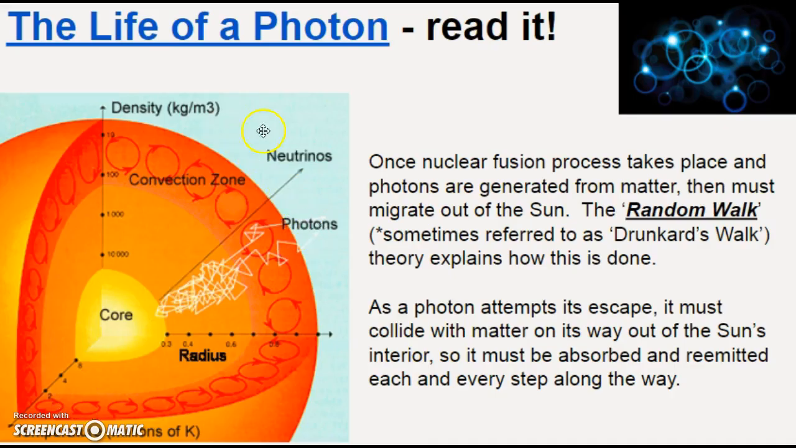But sunlight that we think of escaping the sun, it took a long time to get out. And this process that we described is called the random walk. Once nuclear fusion processes take place and photons are generated from matter, then they must migrate out of the sun. This is described as the random walk, sometimes referred to as the drunkard's walk. This theory explains how this is done. As a photon attempts to escape the sun, it must collide with matter on its way out of the sun's interior. So it has to be absorbed and then re-emitted each step along the way.